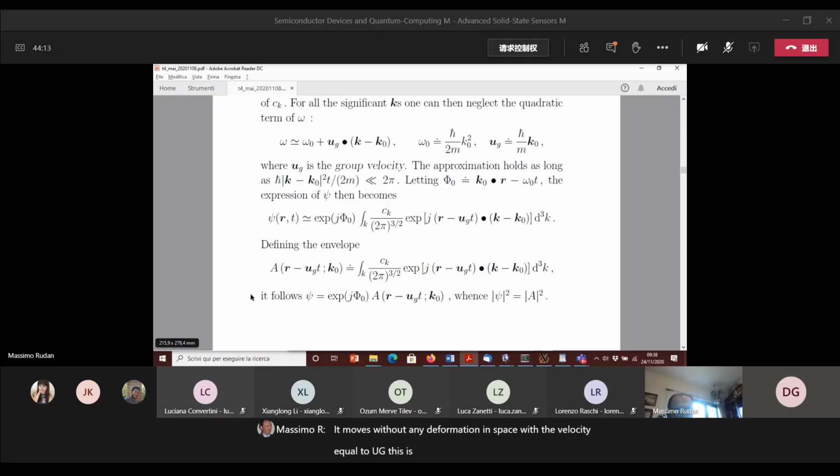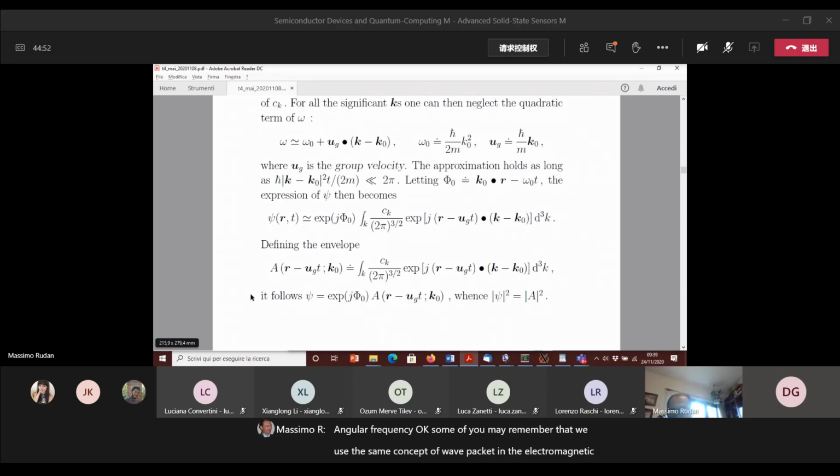This is the reason why we call ug the group velocity, because it is the velocity of the envelope, and the envelope does not deform, okay? Obviously, this is an approximation that applies only as long as we can neglect the quadratic term in the angular frequency, okay?